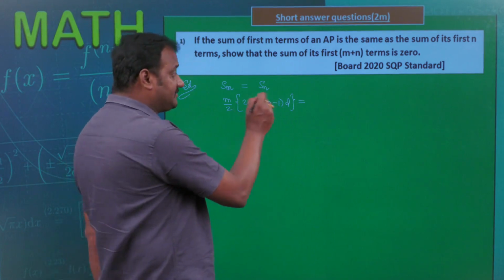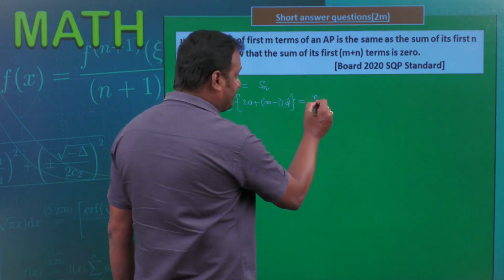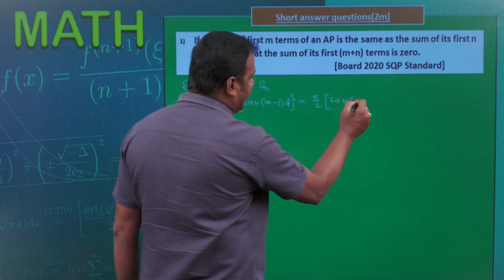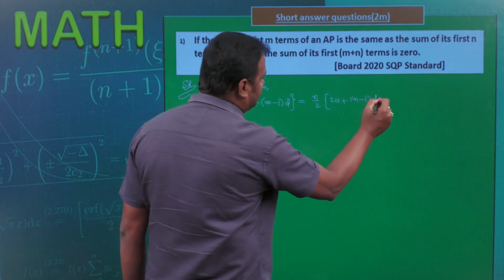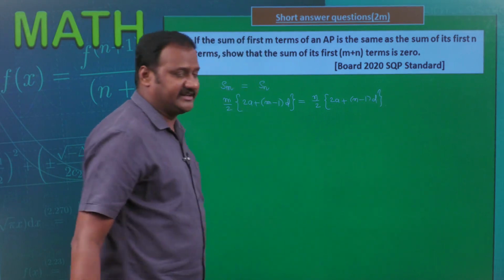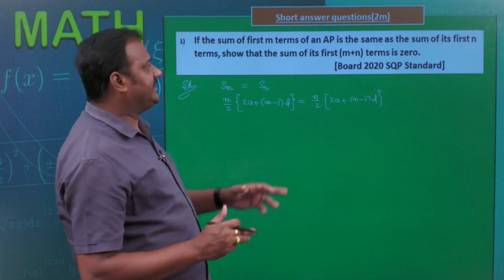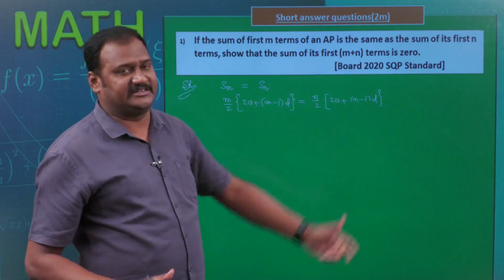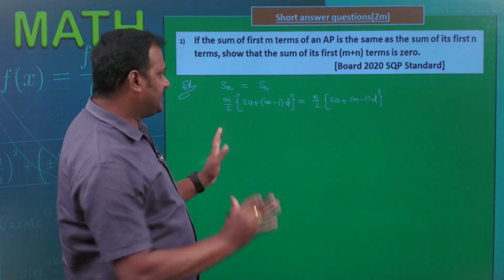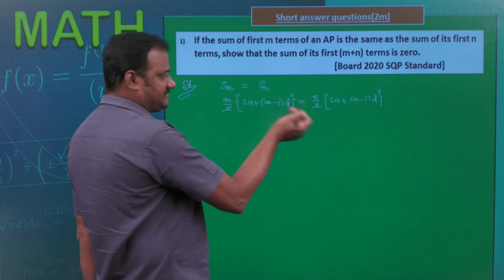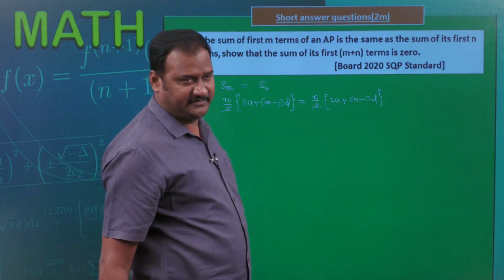This is equal to the sum of first n terms, that is n by 2 times 2a plus n minus 1 times d. Both are equal, that was given. We are going to find the sum of first m plus n terms of an AP. Let us try to understand this. Can we cancel this 2 and 2, because 2 is the common multiple for both of them?